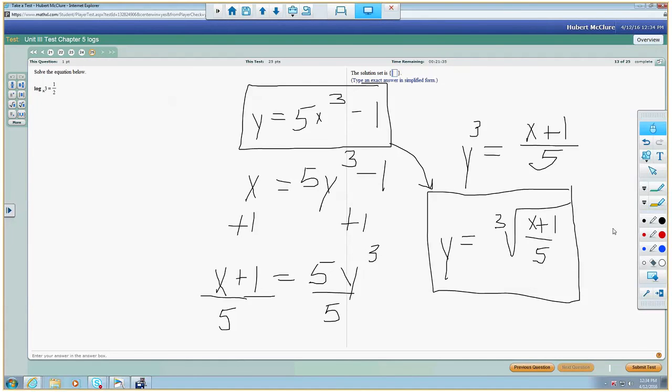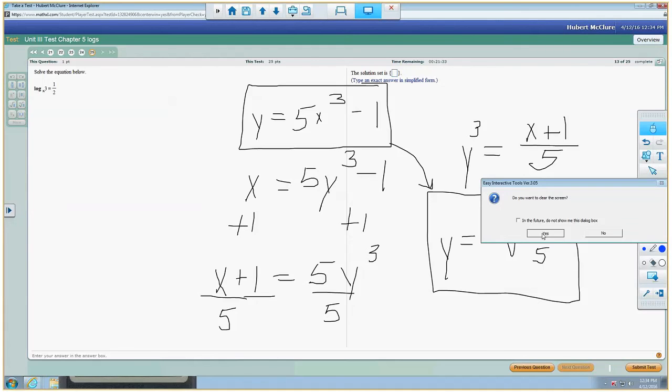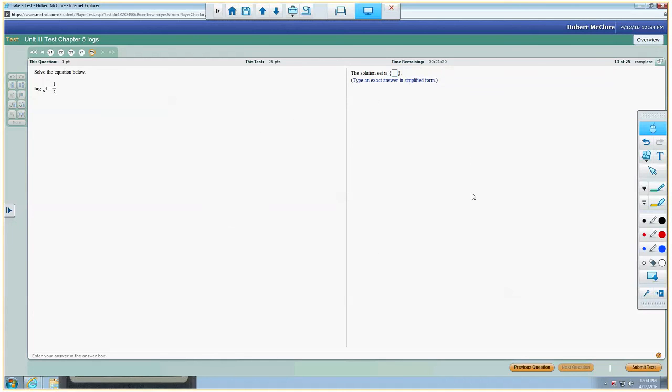Definition of logarithm. So x to the 1/2 is equal to 3. And that's it. Oh, they want you to solve it. So x to the 1/2 is equal to 3. And how do you undo? Square both sides. Thank you. So that's going to be x is equal to 9.